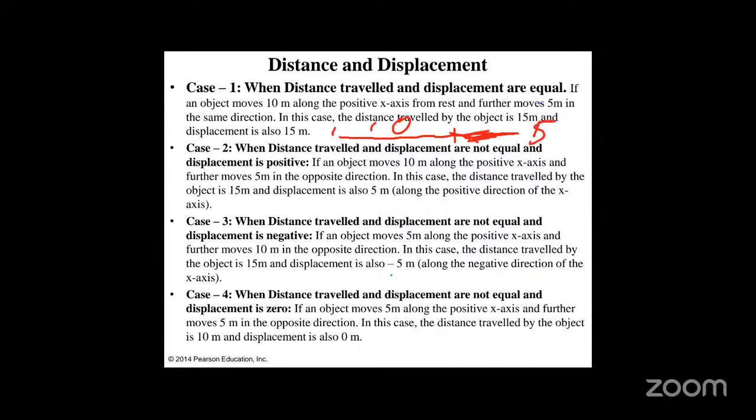So this is the initial point, this is the final point. The total length traveled is 10 plus 5, which is 15. That is the distance covered. Now the displacement will be the final minus the initial. The initial is 0, and the full length is 15. So 15 minus 0 will give you 15. That is the displacement.